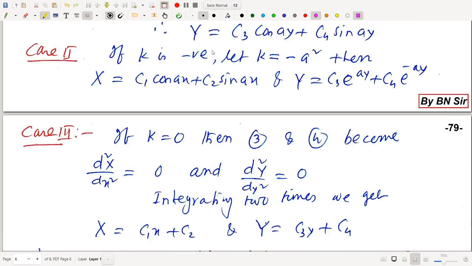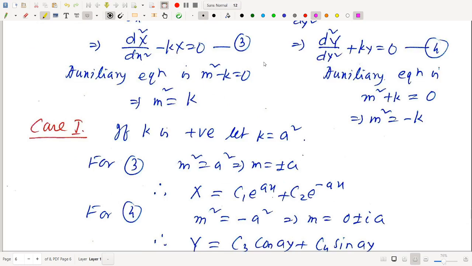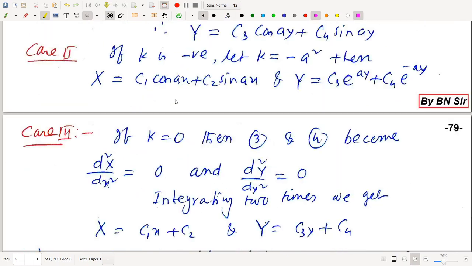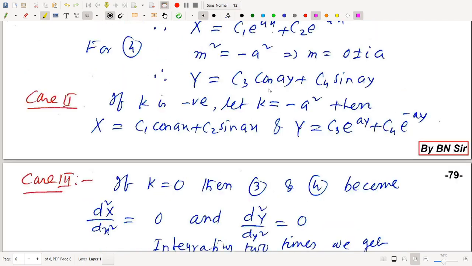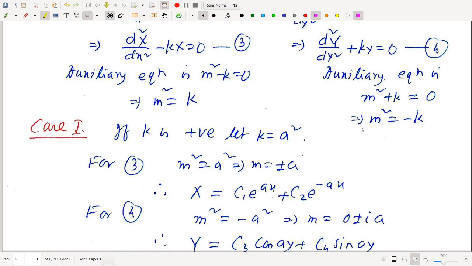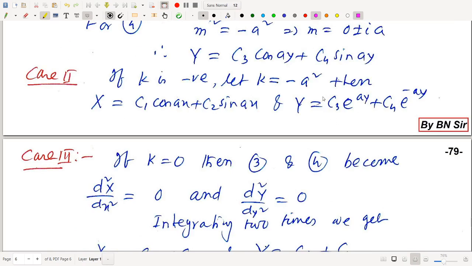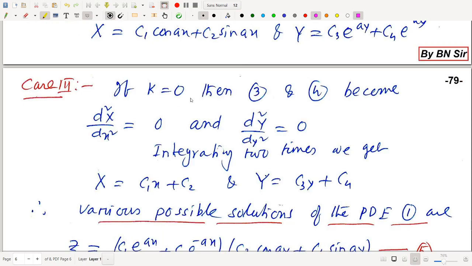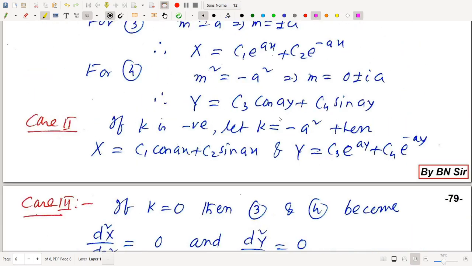Now case 2: if k is negative, let k equal to minus s square. Then in this case, for number 3, m will be complex roots, so the solution capital X will be c1 cos sx plus c2 sin sx, with k equal to minus s square. The roots of the auxiliary equation for number 4 will be plus minus s, means this time capital Y is c3 e to the power sy plus c4 e to the power minus sy, just interchanged from the solutions in the previous case.